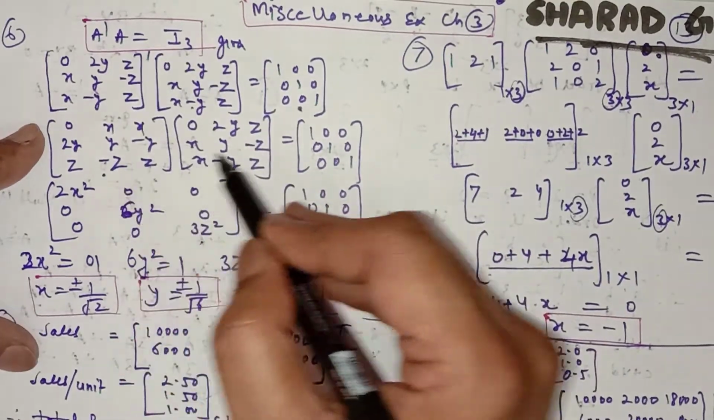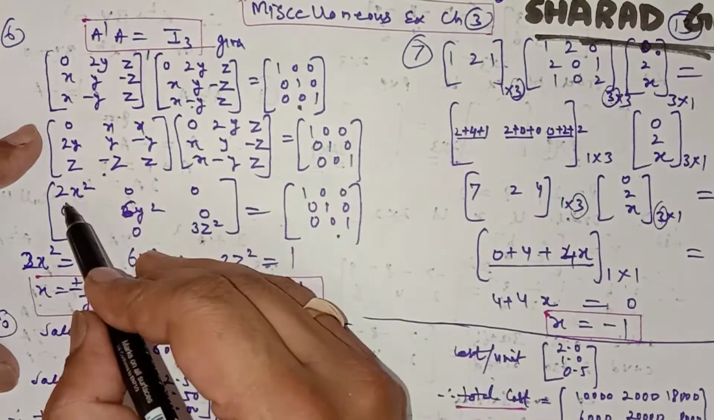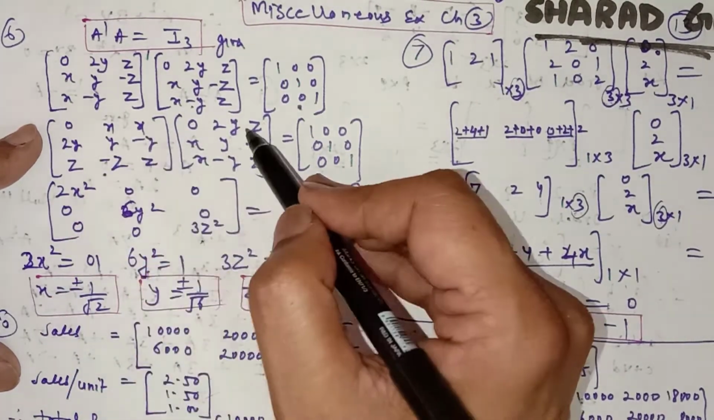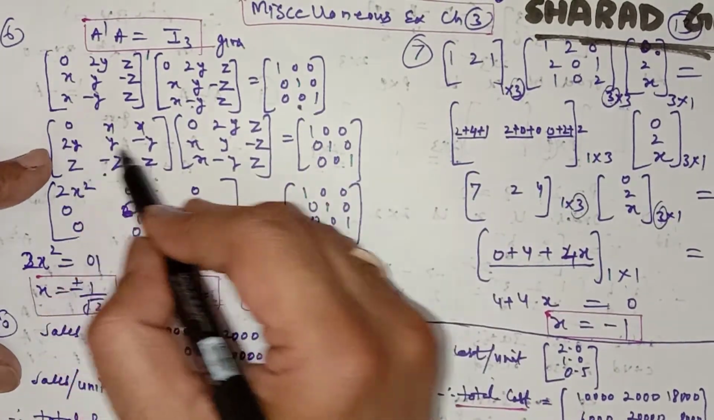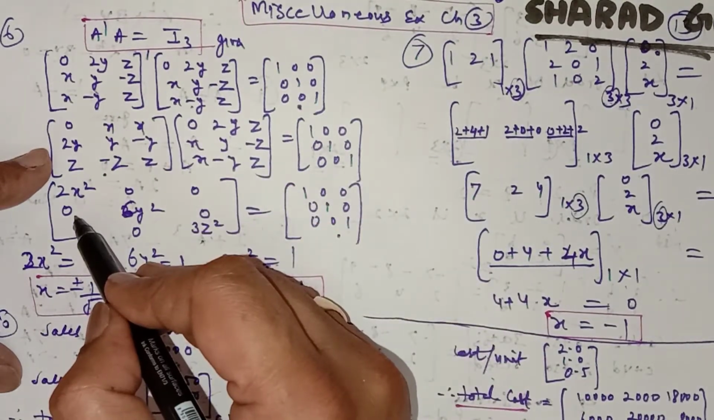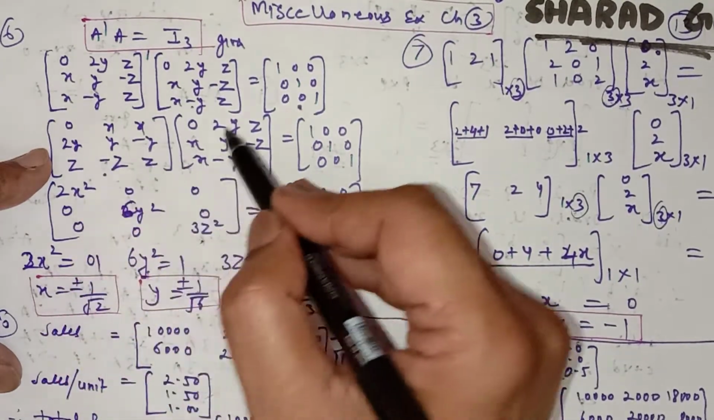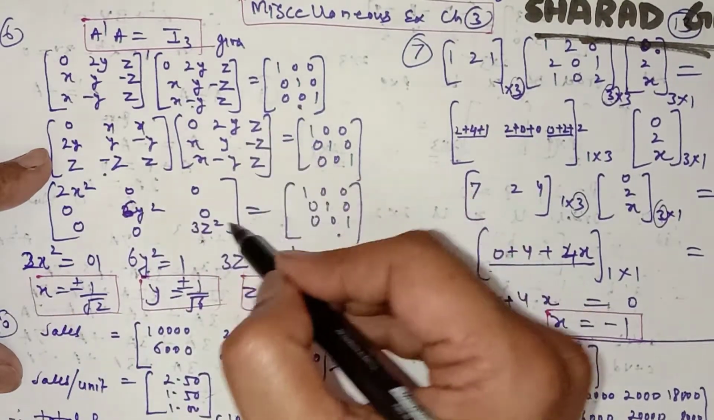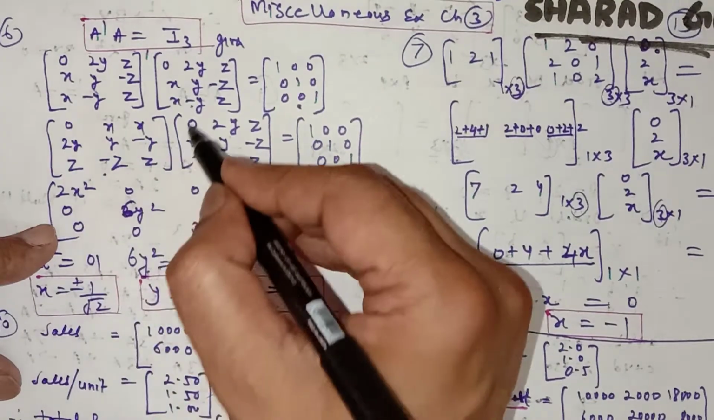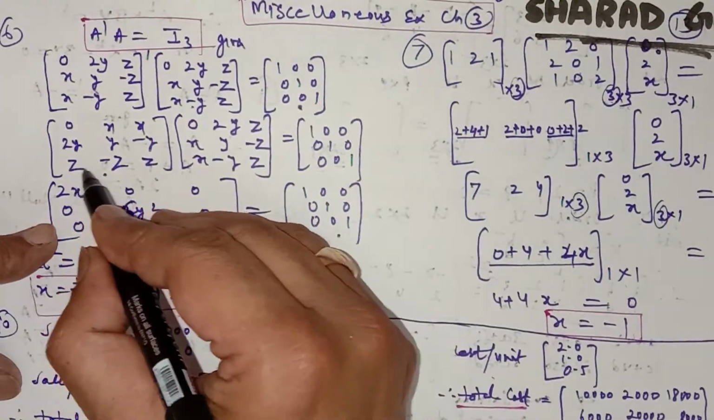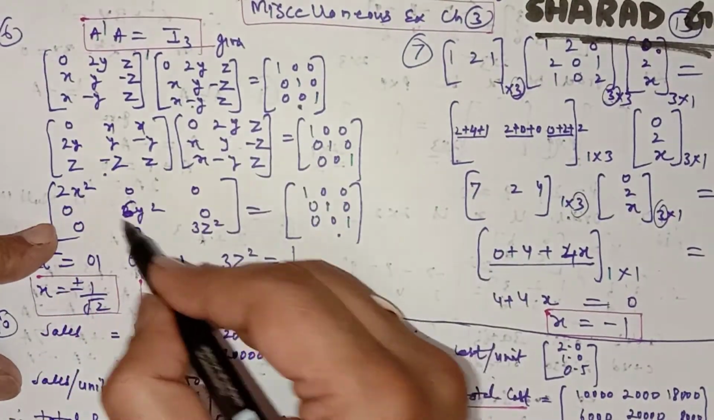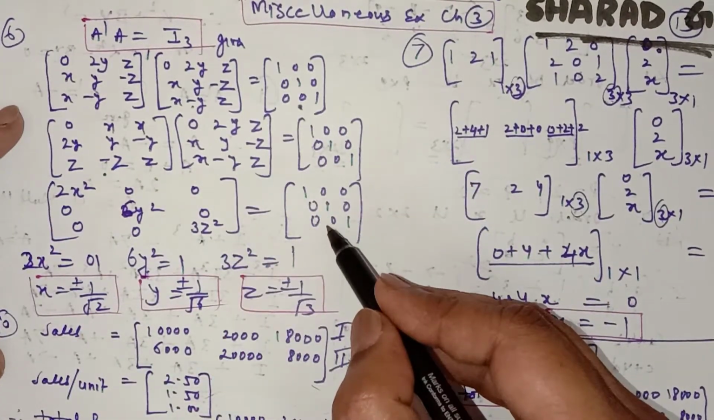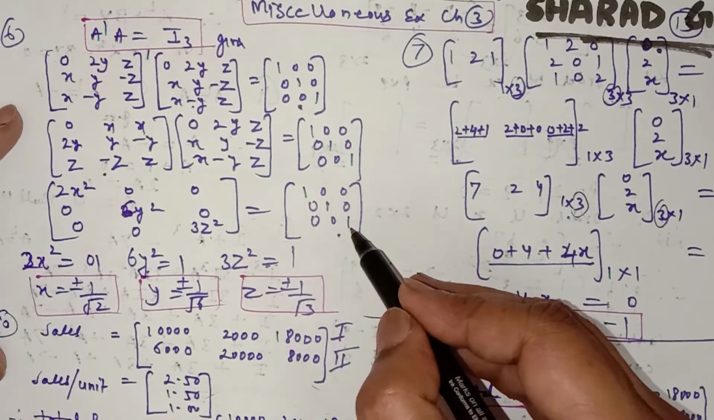You know the multiplication of matrices: first row with first column, I am getting 2x square. First row with second column, I am getting 0. First row with third column, 0. Second row with first column, 0. Second row with second column, I am getting 6y square. Second row with third column, 0. Third row with first column, 0. Third row with second column, 0. Third row with third column, you'll get 3z square. And it is equal to 1 0 0, 0 1 0, 0 0 1.